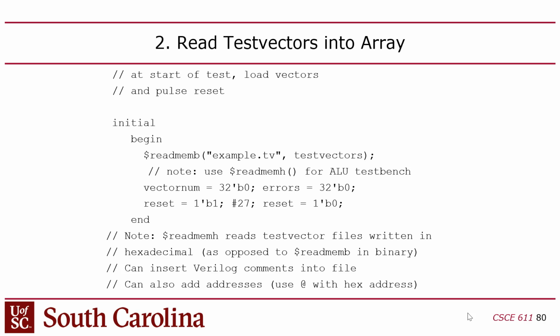Guys with me? Okay, so this is going to initialize that, and then we're going to set vector num to 0, and we're going to set reset to 1, add a 27 time unit delay, and then set reset to 0. So that'll just put a reset pulse at the beginning for 27 units. Why 27? I have no idea. The authors of the book decided on that. They just picked a random amount of time to reset for. Make sense? Okay.